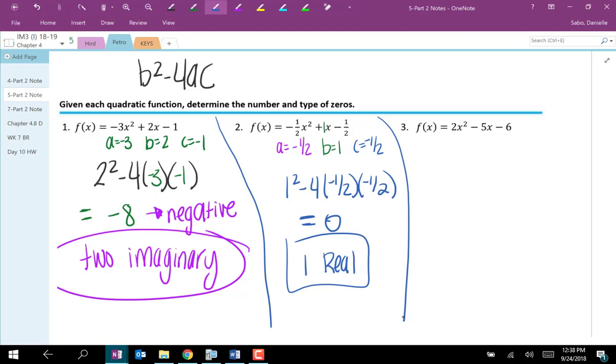You're just plugging it into that discriminant formula, b squared minus 4ac. Now be careful.